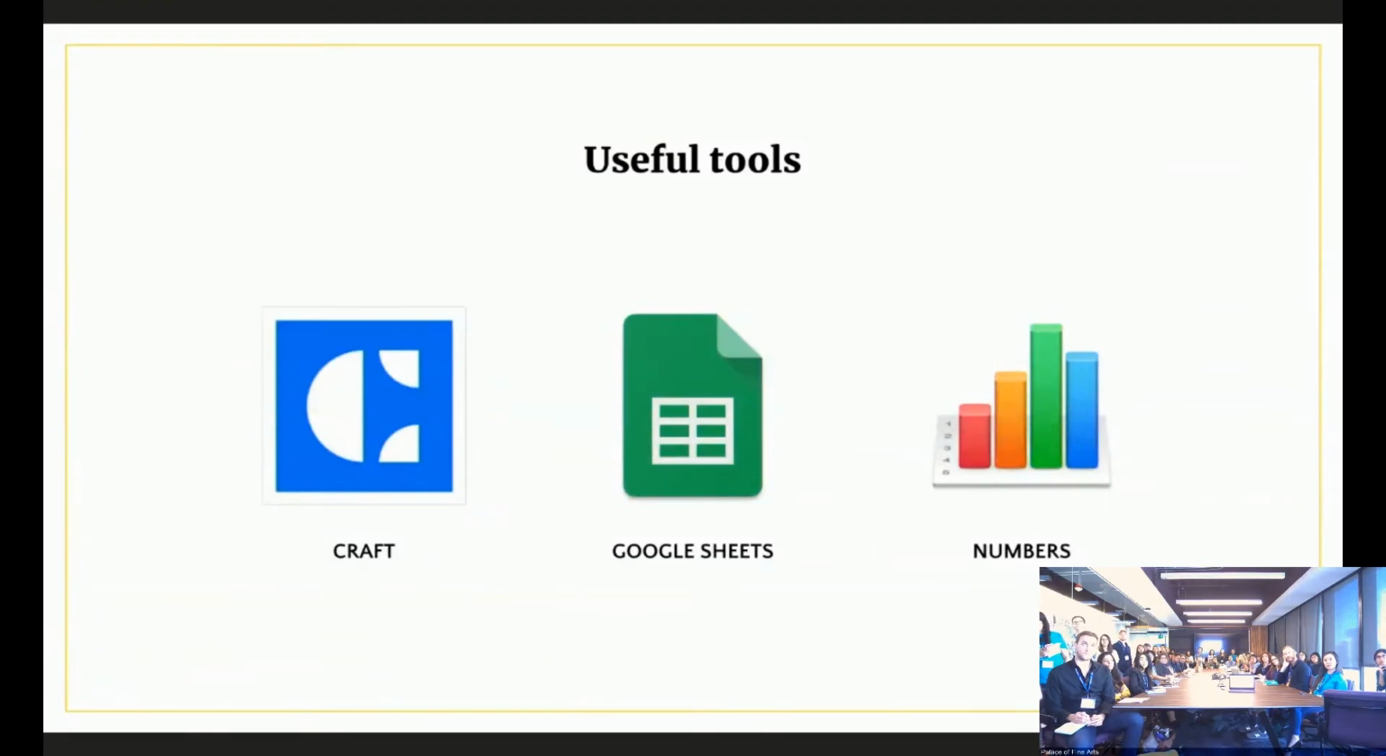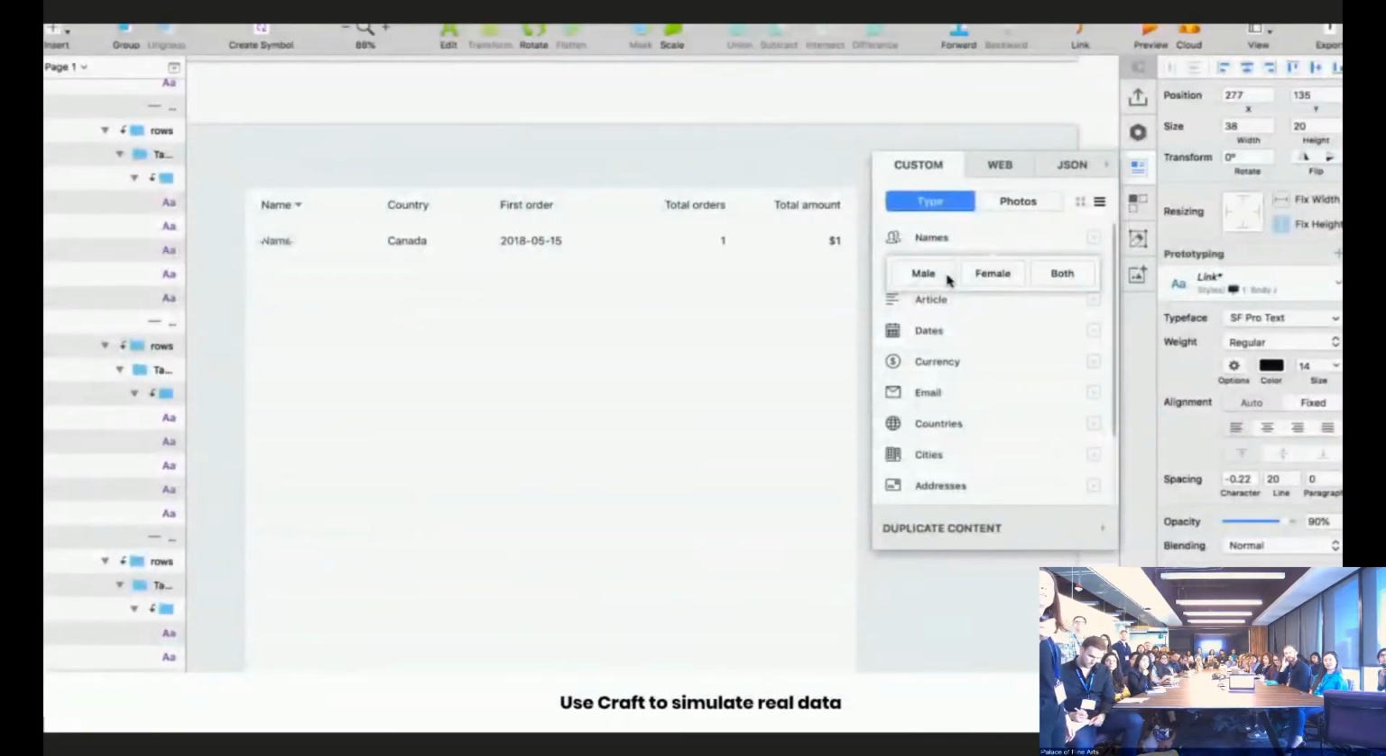So these are just a few useful tools. There's lots more, but Craft is a tool by InVision that helps you to simulate real data, and then Google Sheets and Numbers are 2 really good tools to explore and play with data a little bit. So this is the first example using Craft.